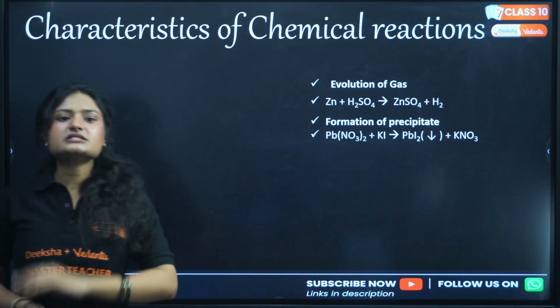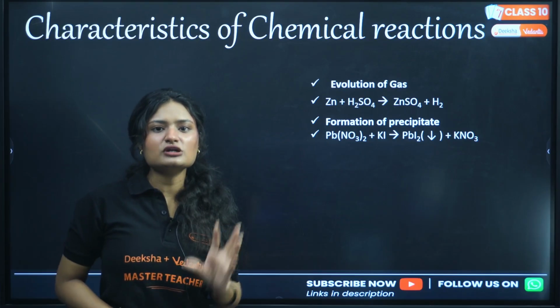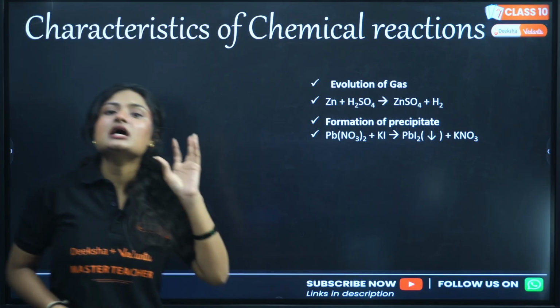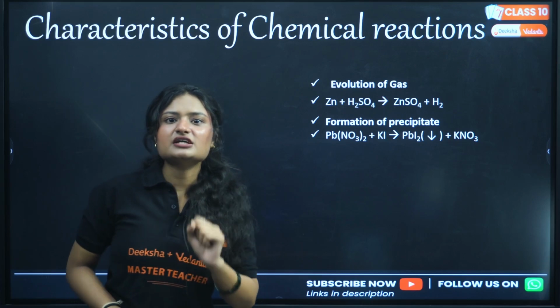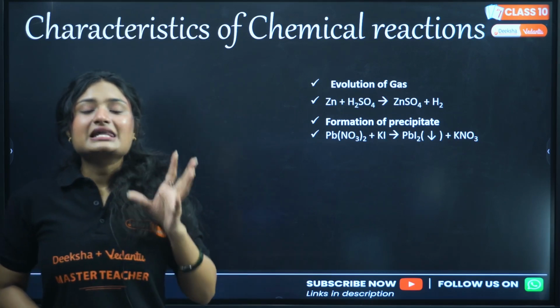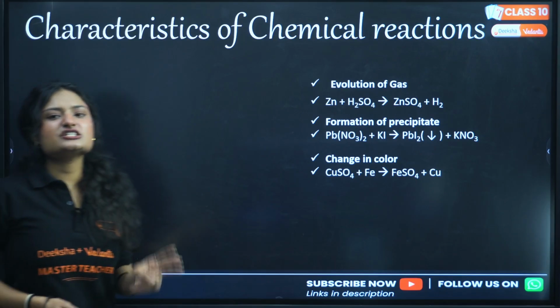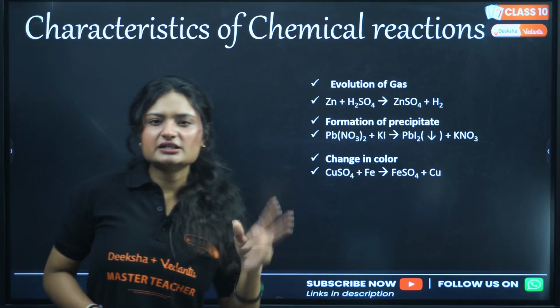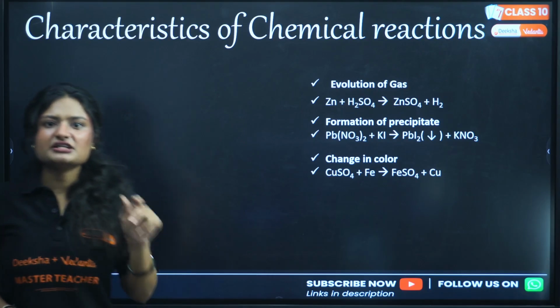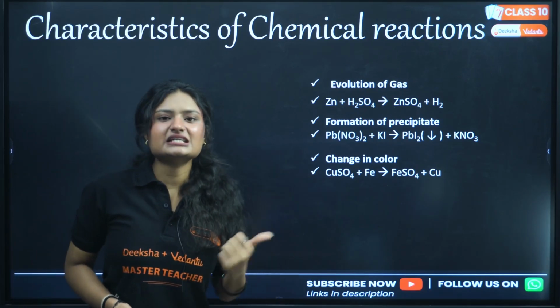The second one is formation of precipitate. Whenever there is a formation of precipitate, it is considered a chemical reaction. For example, lead nitrate combines with potassium iodide and we get a yellow precipitate of lead iodide. The third one is change in color. For example, copper sulfate combines with iron and we get iron sulfate and copper. Copper sulfate is blue in color while iron sulfate is green in color.